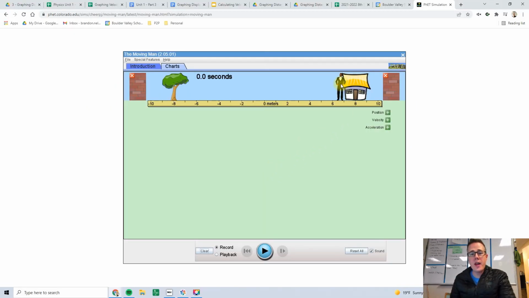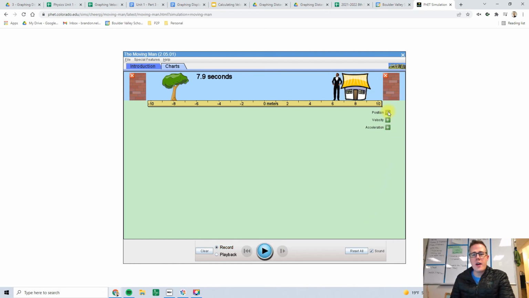This time the running man is starting at his house. He's going to walk towards the tree, turn around when he gets to the 0 mark, and then stop a few steps away from his house again. So he's walking towards the tree. Once he gets to the 0 mark, he's going to turn around and start walking towards his house again. And all the while, I tried to make that as constant as I could.